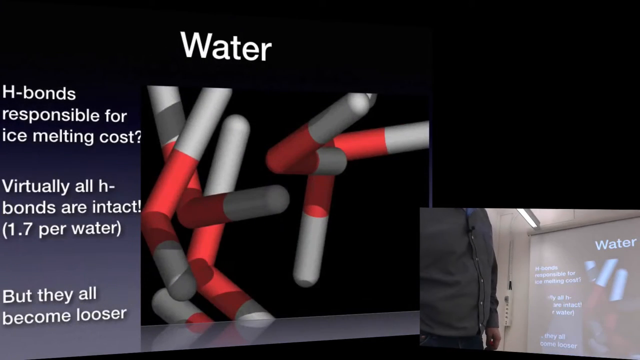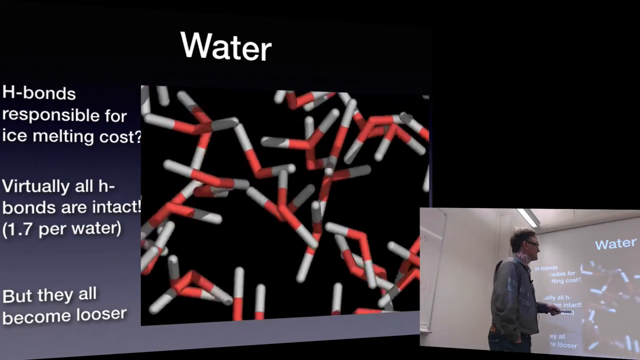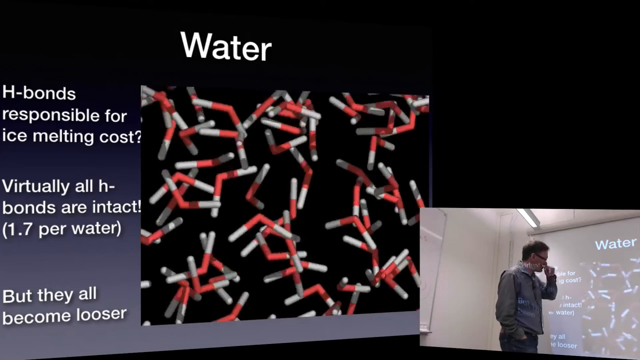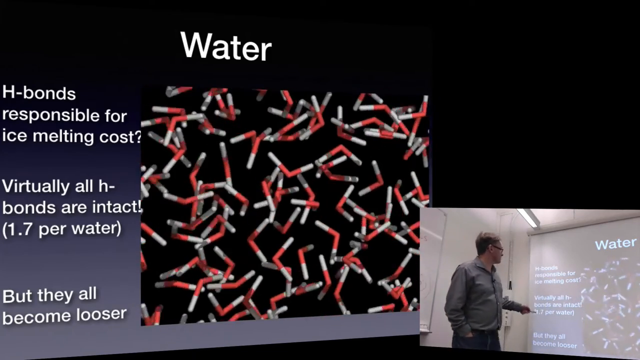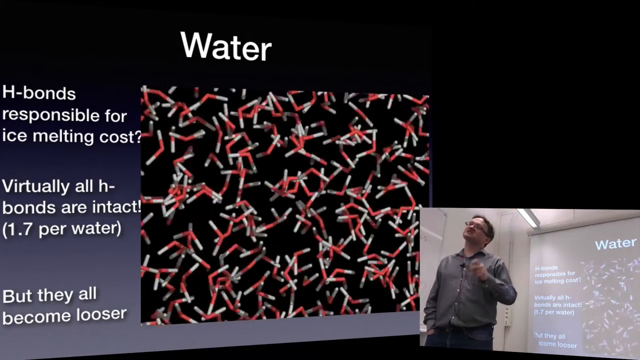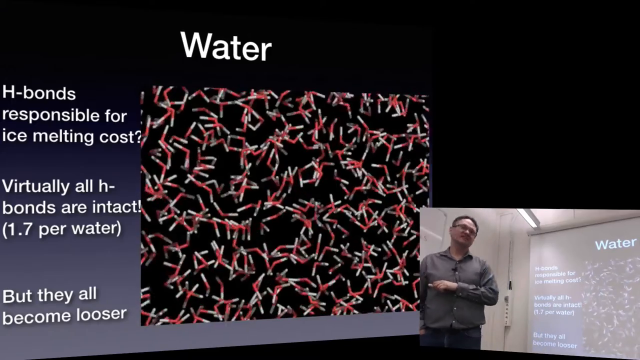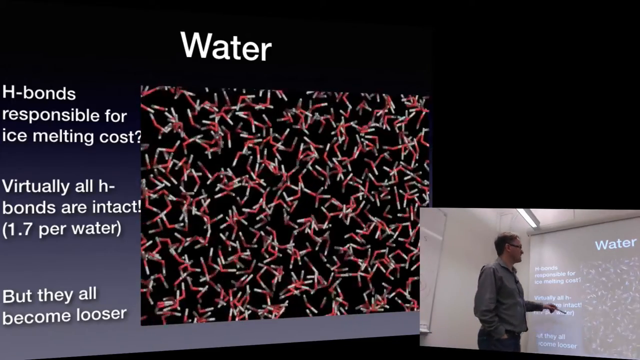let's see if we can show a movie here. Yes. It might be a bit hard to see here. So this is water, a simulation of water, actually, at roughly room temperature. It turns out that you have roughly 1.7 hydrogen bonds per water, even at room temperature. And because there is such an insane amount of energy stored in these hydrogen bonds, nature will do almost anything it can to try to keep them fulfilled.